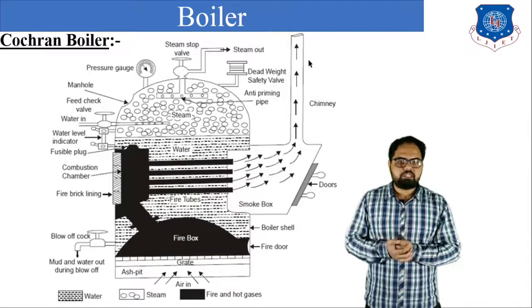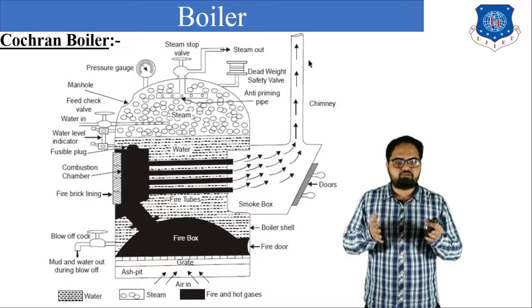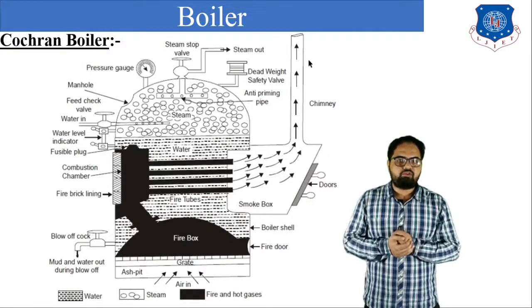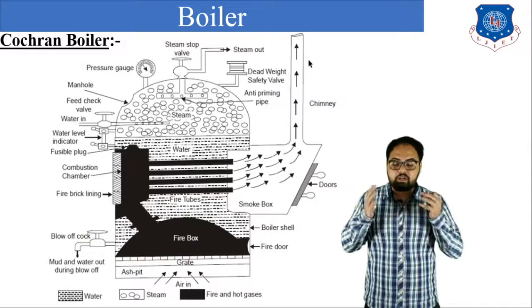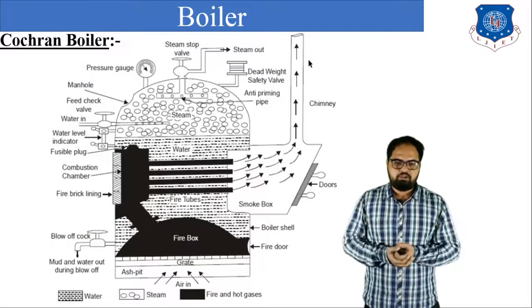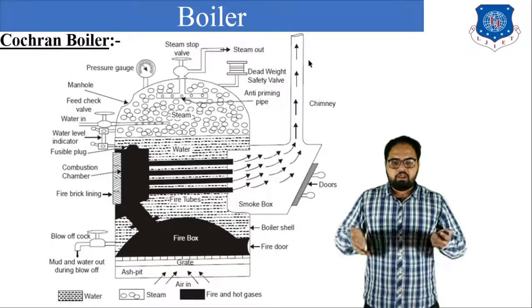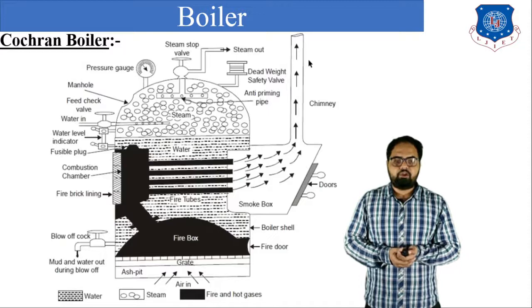A number of mountings like the pressure gauge, blow off cock, feed check valve, steam stop valve, safety valves and water level indicator are fitted over this boiler. So this is the basic construction of this boiler. Now let's discuss the working of this boiler.